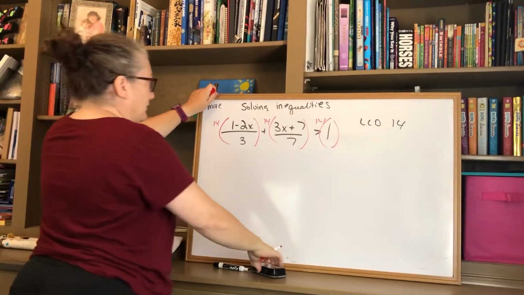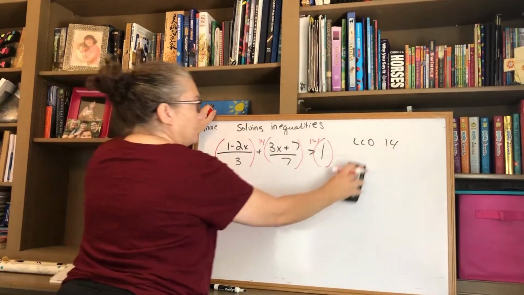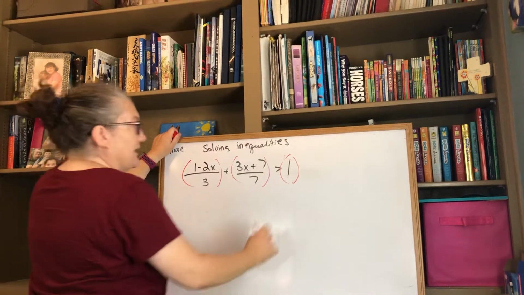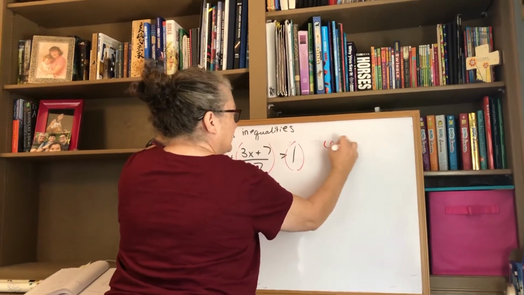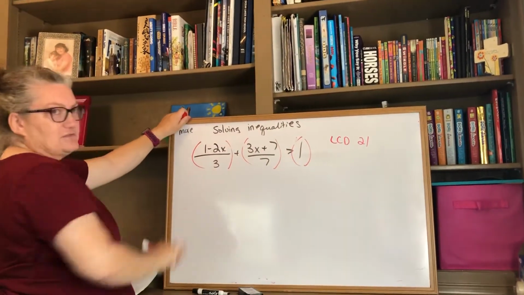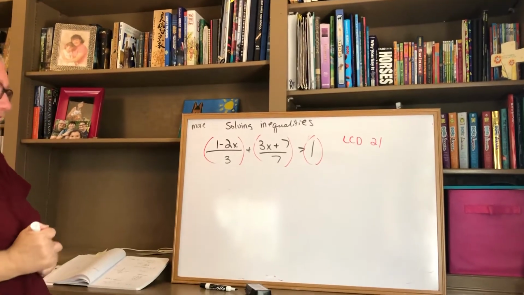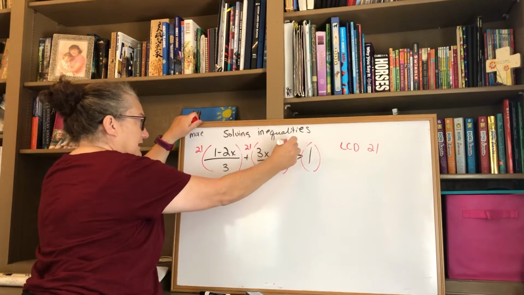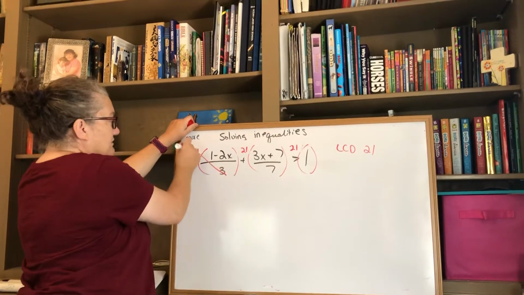Not 14. What am I thinking? The LCD is not 14. The LCD is 21, because 3 times 7. I think I thought that was a 2. So I'm going to multiply everything by 21. Sorry about that, guys.